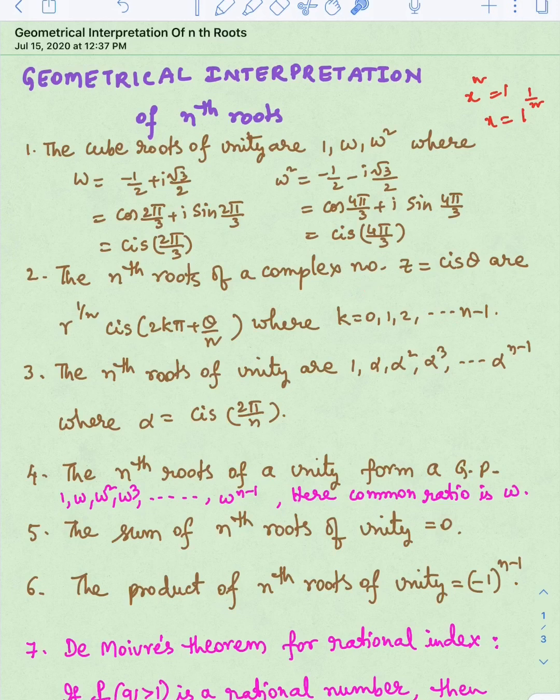Nth roots of a complex number: if z is taken in the form r cis theta, then its nth roots are r power 1 by n cis of (2k pi plus theta) by n, where k is equal to 0, 1, 2, 3, 4, etc., till n minus 1. These values are n in total, beginning from 0 to n minus 1. So nth roots are n.